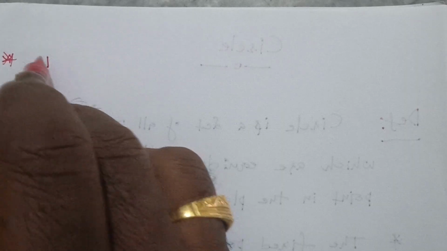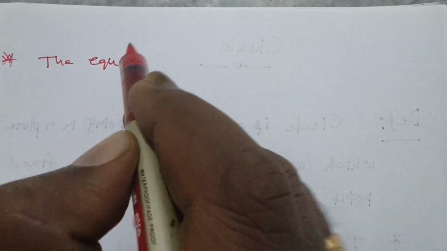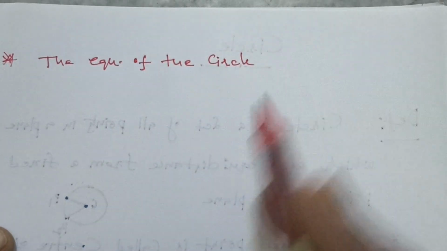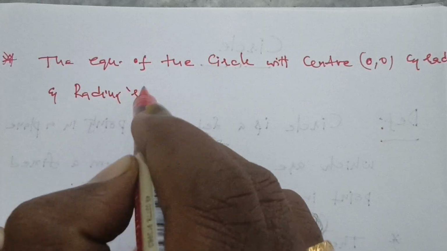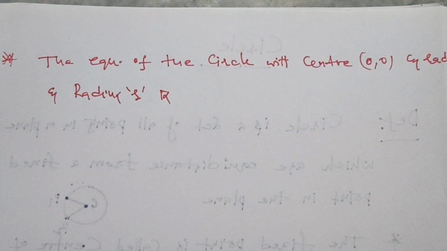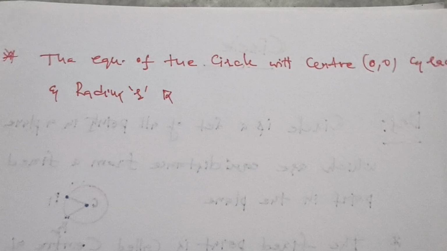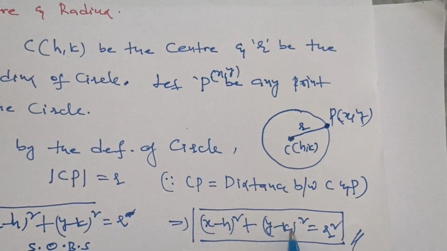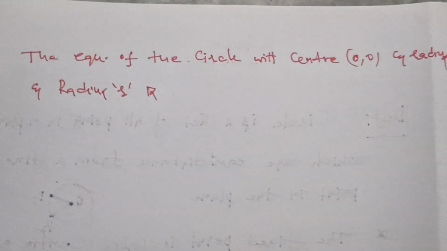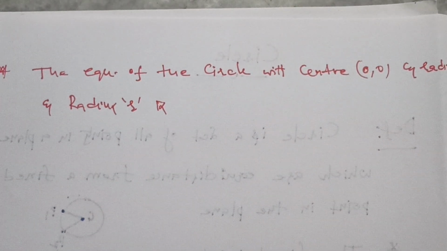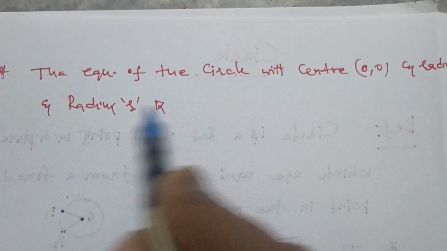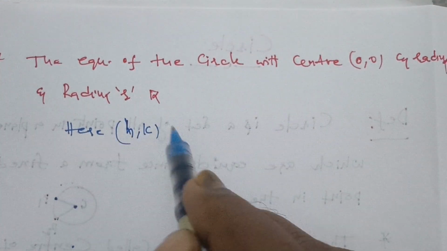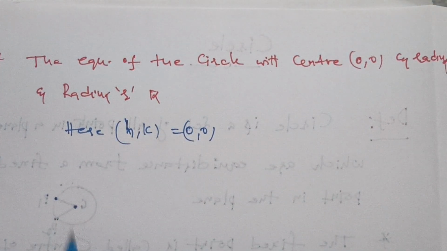So from this derivation, we write a note here. The equation of the circle with the center not a fixed point, with the center 0, 0 and a radius r. So this is the equation of the circle with the center h comma k and radius r. Here the center will be transformed into the coordinates 0, 0. That's why here the center coordinates h comma k are 0, 0.